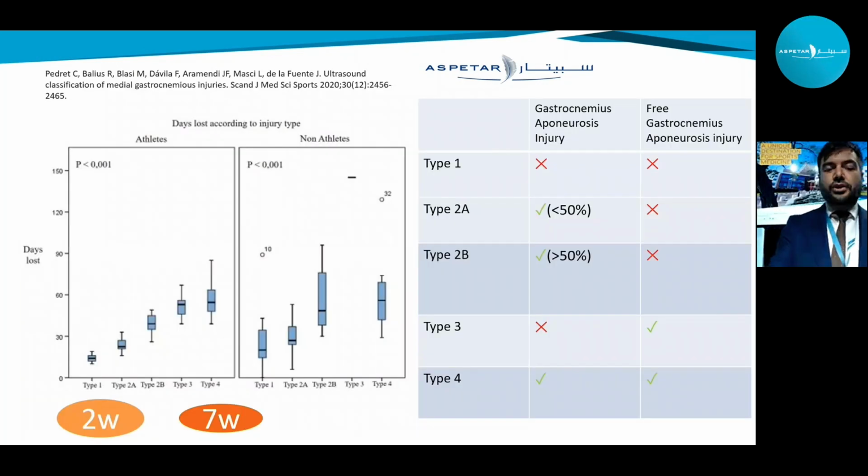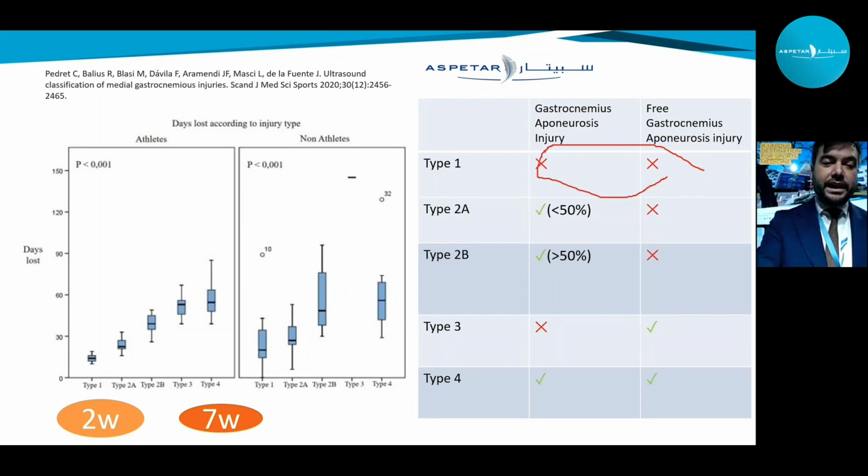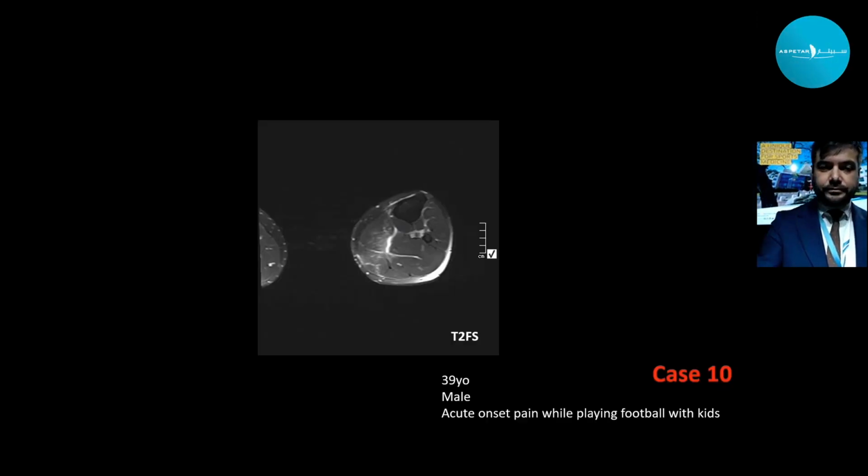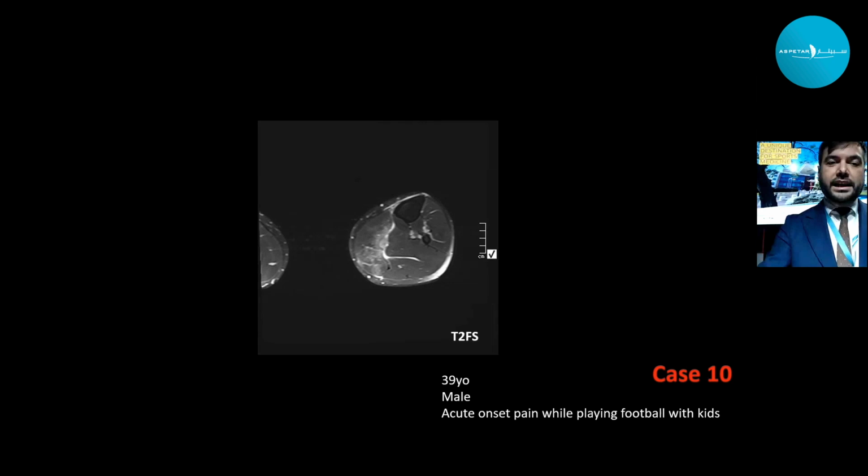Okay? According to this paper, when there is no involvement of the aponeurosis, as we can see, type 1, the return to play is very quick, it's 2 weeks. However, when the injury involves the gastrocnemius aponeurosis and the free gastrocnemius aponeurosis, there will be a return to play of up to 7 weeks. I will show you a couple of cases describing this type of injuries.